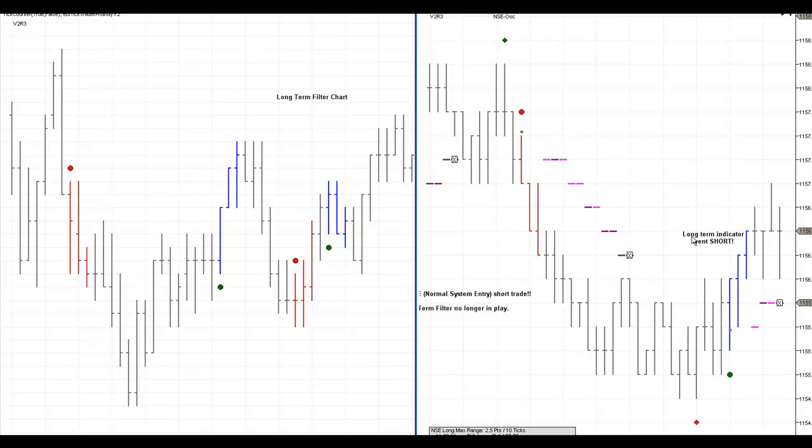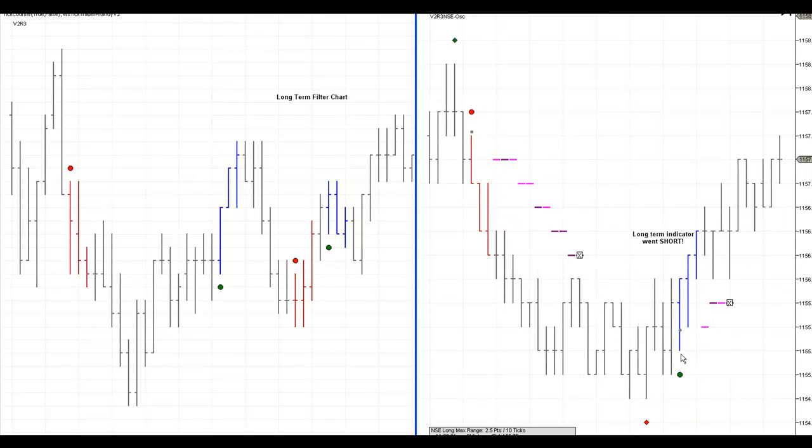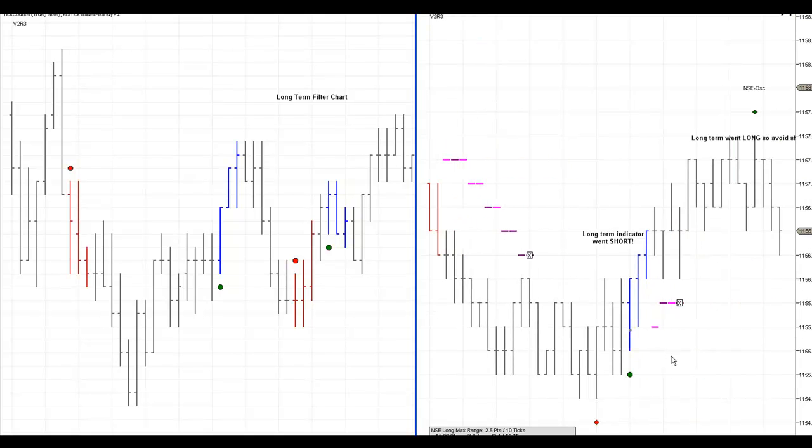Now earlier I showed you an NSE that was a losing trade that we avoided because of our long-term filter. Well, you can clearly see that this long NSE would have been a nice winning trade. But the rules told us to avoid the trade. The market was obviously going sideways, had a big run up yesterday, and had a little bit of consolidation here at the open. So bottom line, the rules tell us to avoid the trade, and we did.